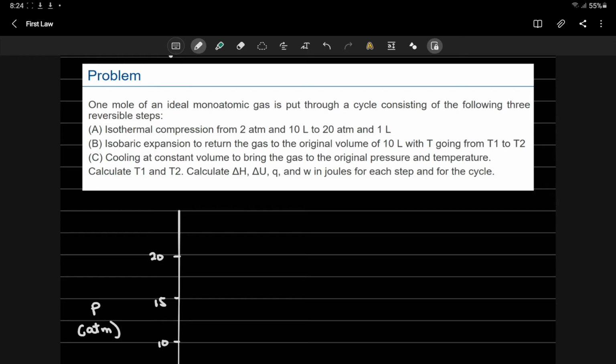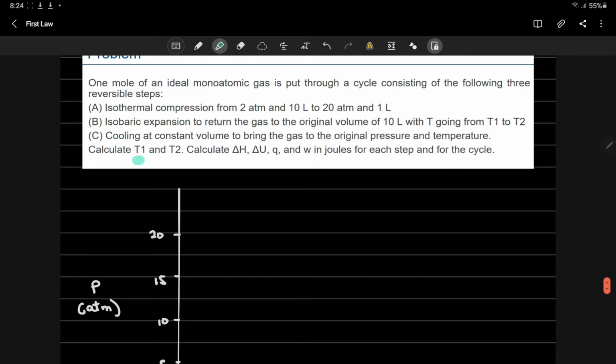Now, what we're going to do here is we need to calculate T1 and T2. Okay? And we also need to calculate our enthalpy. Let me just underline. Internal energy, heat, and work in joules for each step and for the whole cycle. So first, let's try to illustrate what's going on in this problem.